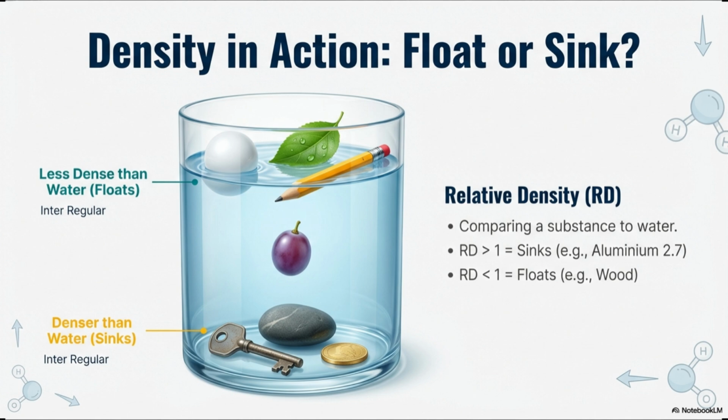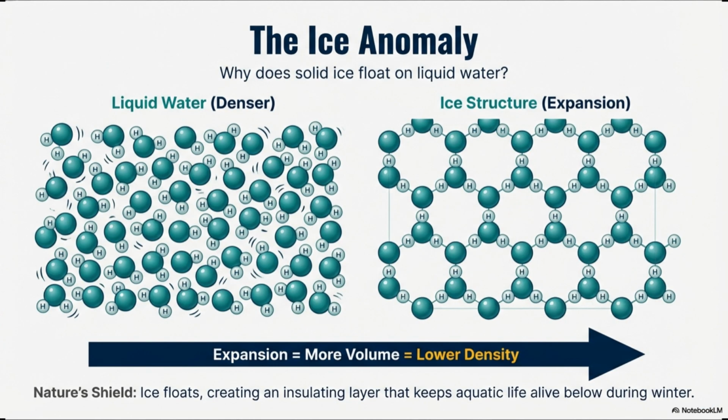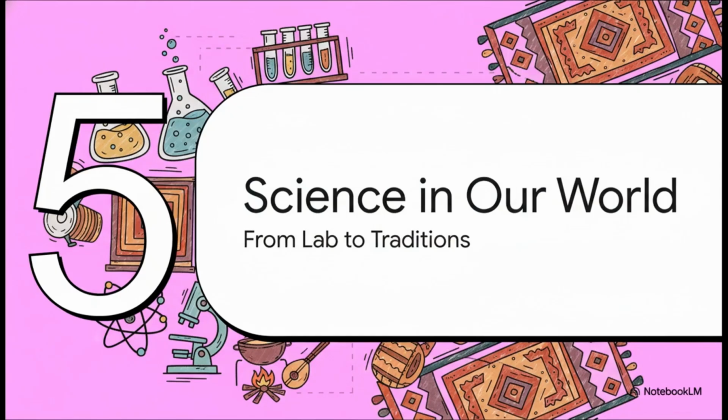So, back to our big mystery. Why does ice float? Well, it's because water is kind of weird. It's special. Unlike most other things, when water freezes, its molecules actually expand and form this open crystal structure. So you have the same amount of mass taking up more volume. And what did we just learn? More volume for the same mass means lower density. So solid ice is actually less dense than liquid water, and that's why it floats. And this little anomaly is literally a lifesaver, creating an insulating layer on lakes that protects all the life underneath in the winter. All right, let's head into our final section.